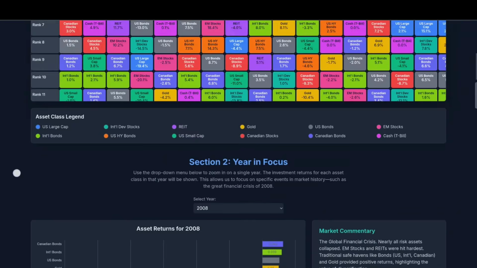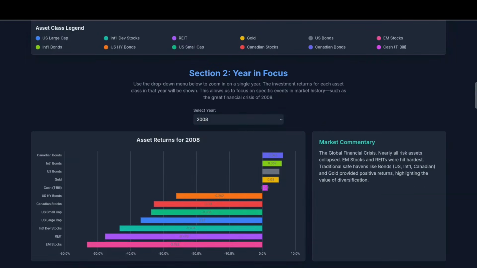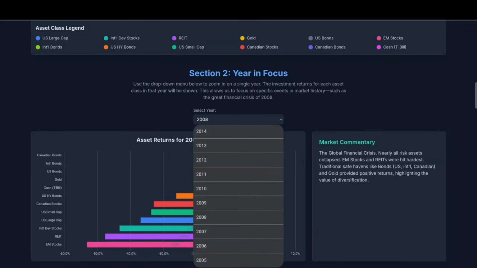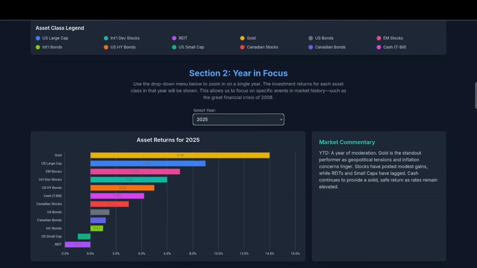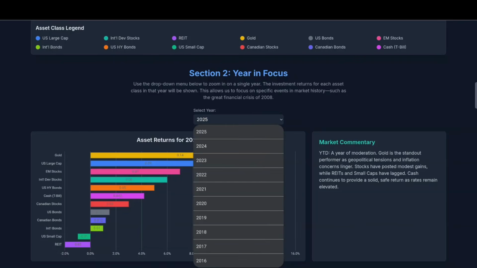If we start to look at this from a year-in-focus perspective, I mentioned that stocks typically follow a particular pattern when we look at the market. Here, if I look at where we are today in 2025, year to date, gold is the standout performer. Geopolitical tensions and inflation concerns linger. Stocks have posted modest gains while REITs and small caps have lagged behind, and cash continues to provide a solid, safe return, and rates remain elevated. What's interesting for me this year has been that REITs' performance has been quite poor from a general perspective.